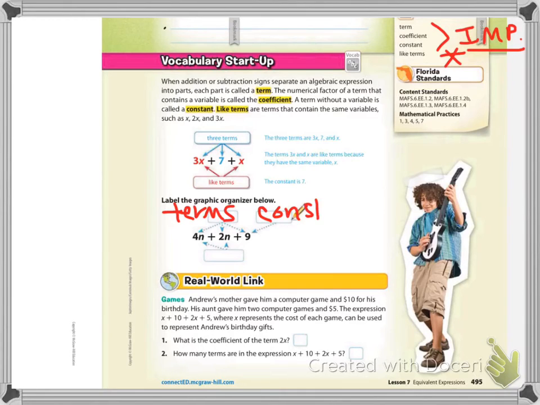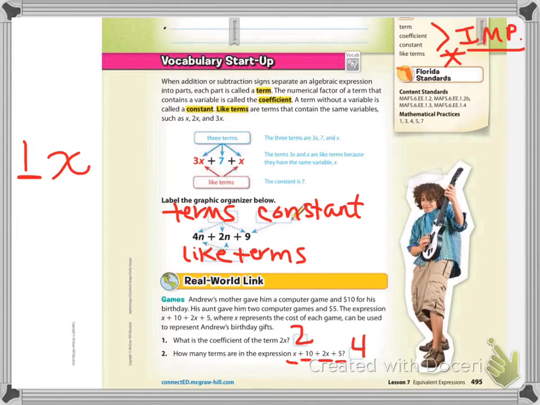This is your constant, just plain old number without a variable attached. And these are like terms, meaning they're alike and we're allowed to combine them. The coefficient you need to know, and also you need to know how many terms are listed. In this case, there's 1, 2, 3, and 4 terms are listed.